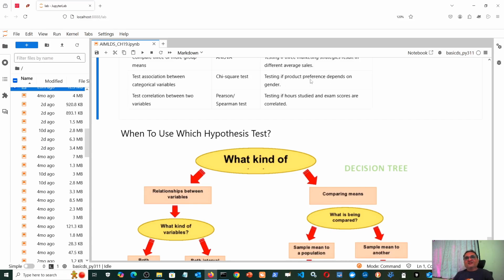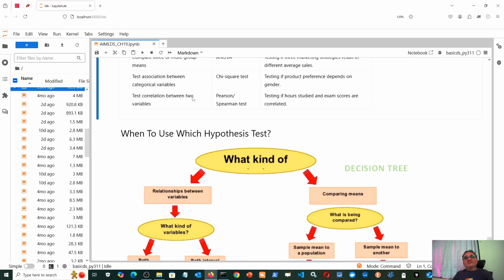Then if you want to test association between categorical variables, as soon as categorical comes, chi-square test is clear. Okay. For example, if product preference depends upon gender or not, or if product preference depends upon age group. We took the example of that shaving cream and three different age groups, but in that case we found that age has nothing to do with the liking or disliking of the product, right?